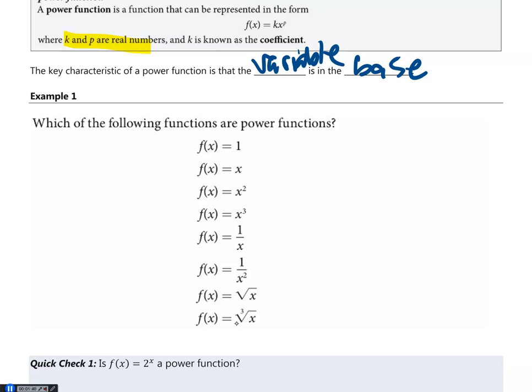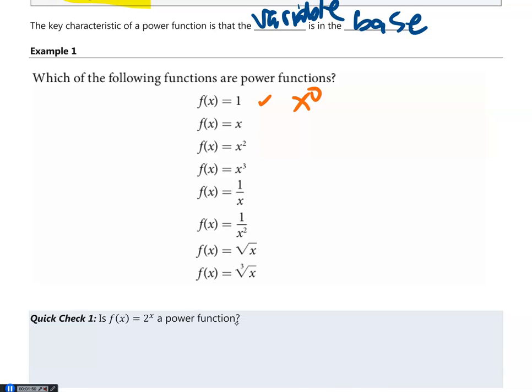The first one, f(x) = 1. Yes, because you can write this as x raised to 0, x raised to 1, so that is a yes. x squared, yes. x cubed, yes. 1 over x is also a yes. You can rewrite this as x raised to negative 1. Still, the power is a real number. Same thing with 1 over x squared. This is a power function. You can rewrite this as x raised to negative 2.